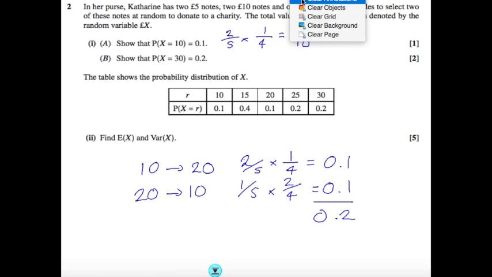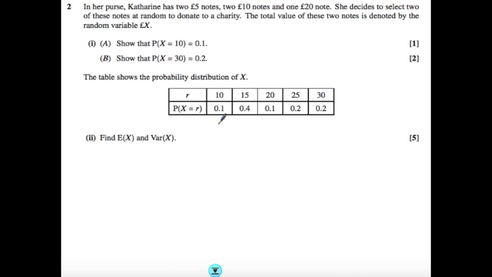Right. Now part 2, they've given us the probability distribution of X, and they're asking us to find the expectation and variance. So this is real bog standard S1. You need to remember your 2 formulae. One is that the expectation of X is the sum of r times the probability X equals r. So in other words, times these all together and add them all up.